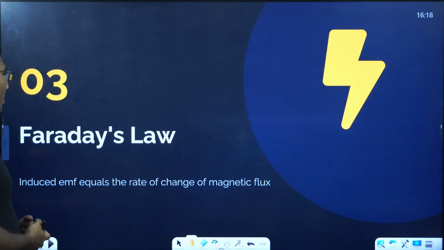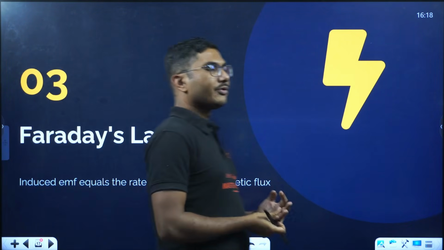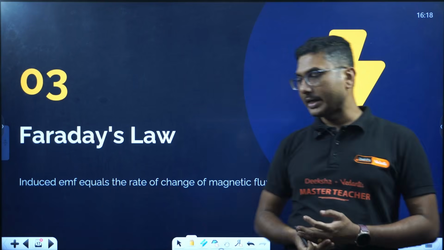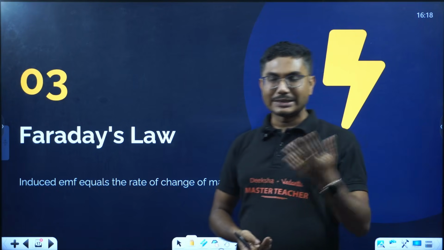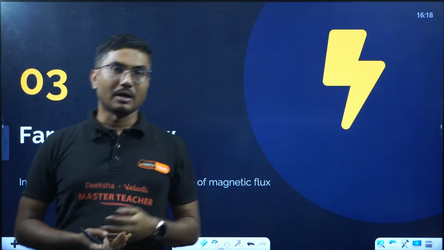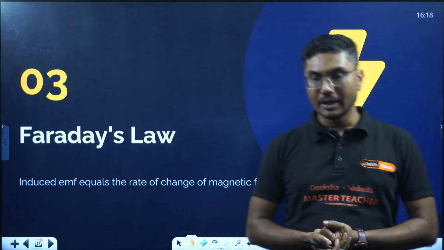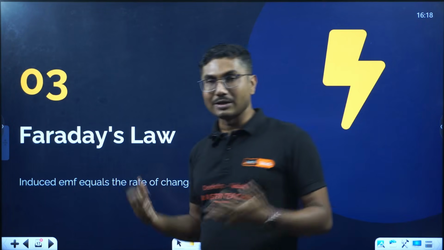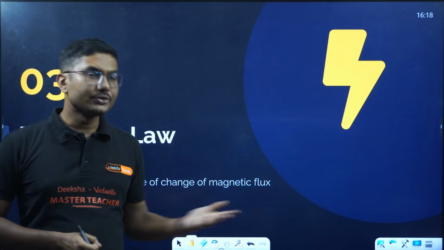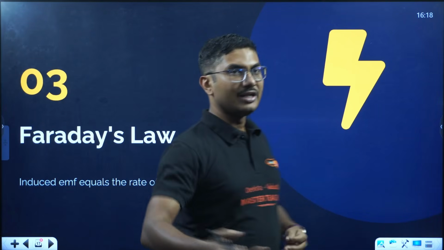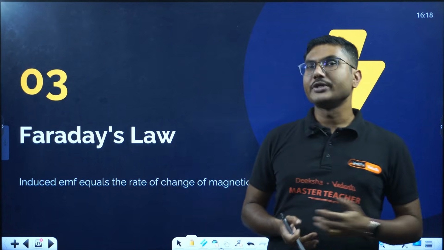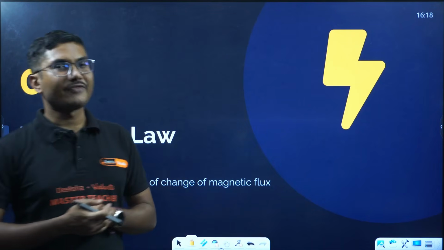Okay, now Faraday's law. Now we are going to discuss the most important thing, that is Faraday's law. So we have basically seen current is produced when you are moving a magnet or you are moving a coil, or you are moving a current carrying coil, and that is being induced in the coil. Now, there is the induced EMF. Now this induced EMF basically obeys certain laws. So that law is Faraday's law.